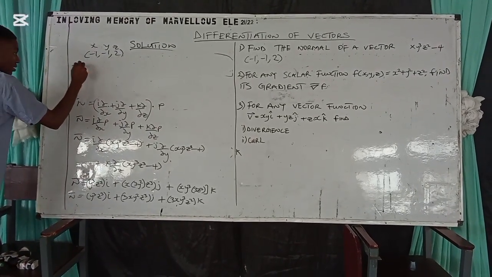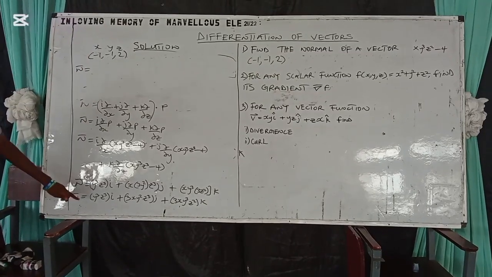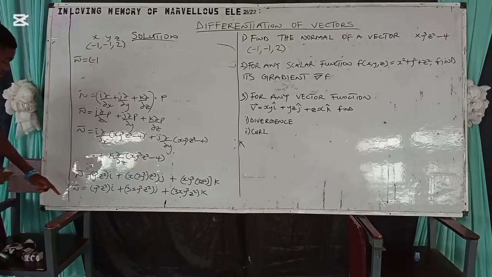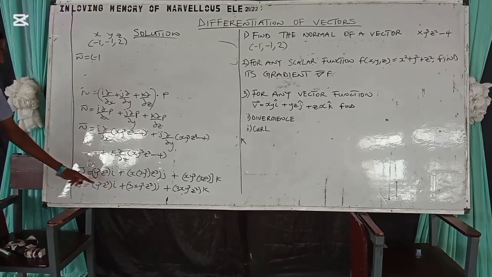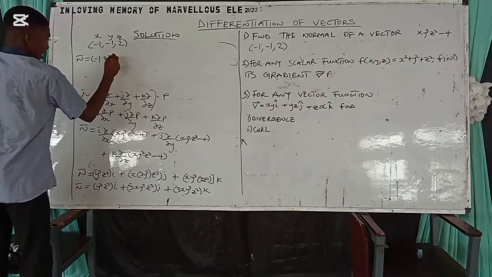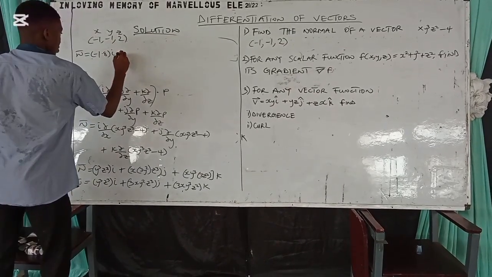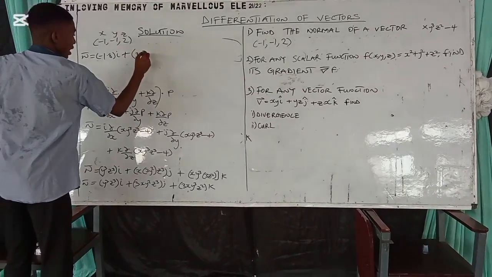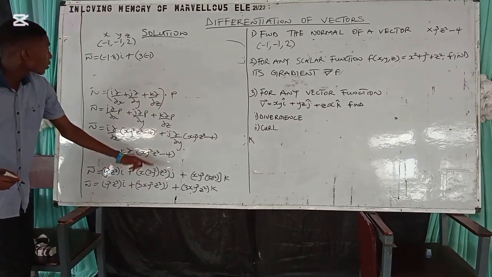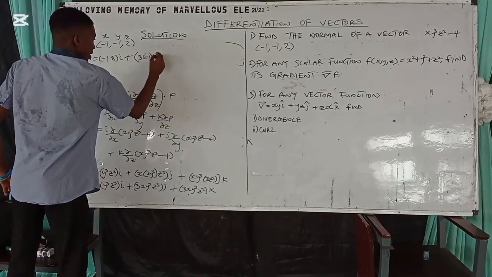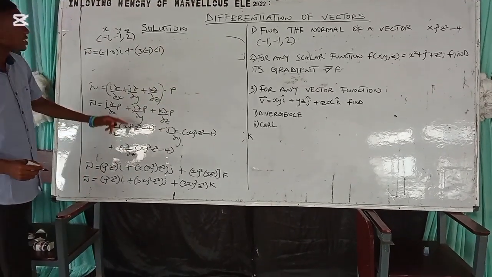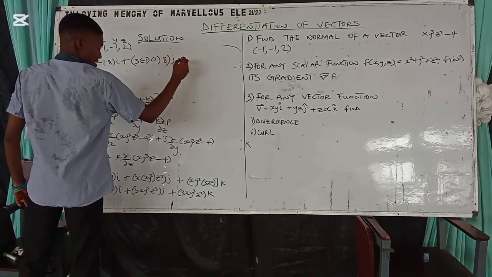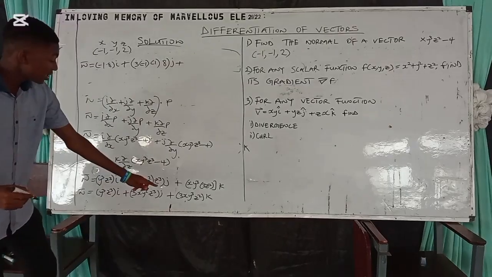We have n equals: x is minus 1, so no x in the first term. Y is minus 1, and minus 1 cubed is minus 1. Z is 2, and z cubed is 8, so times 8, i. Plus 3 times x, which is minus 1, so 3 bracket minus 1. Y squared: y is minus 1, and minus 1 squared is 1. Z cubed: z is 2, and 2 cubed is 8, j.